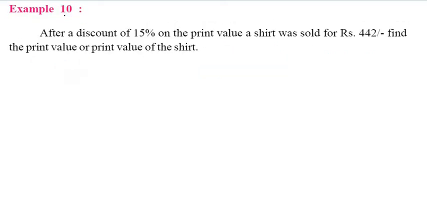Now come to the example 10. After discount of 15%, that means discount is given. So you can write discount is equal to 15%. On the print value, a shirt was sold for rupees 442. Find the print value. That is the selling price. So you can write selling price is equal to rupees 442.